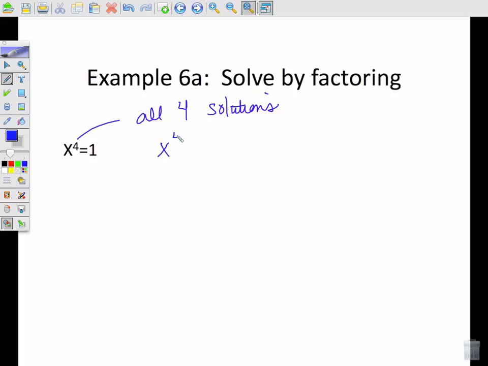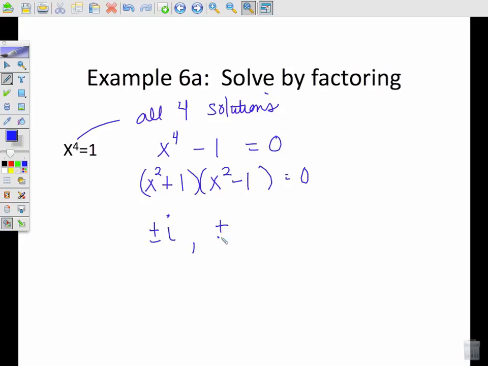All 4 solutions, one way is by factoring. So I could take x to the 4th, subtract the 1, set it equal to 0, factor the difference of squares. It is x squared plus 1 and x squared minus 1. So this gives me solutions of plus and minus i, and the other one would give me solutions of plus and minus 1. So those are all 4 of them. The problem with that is if I'm giving you a complex number that we're not able to factor.